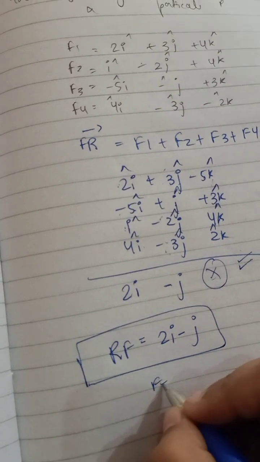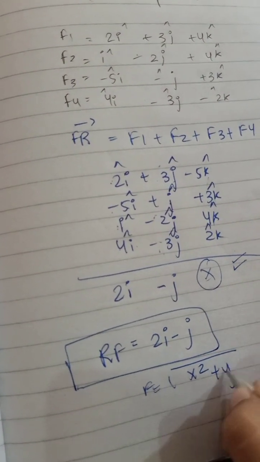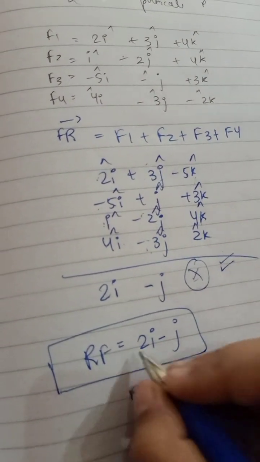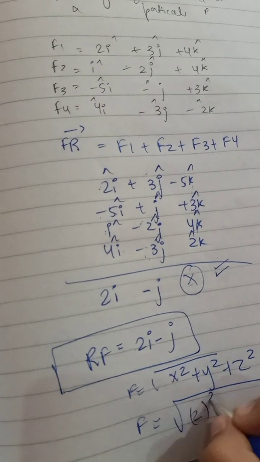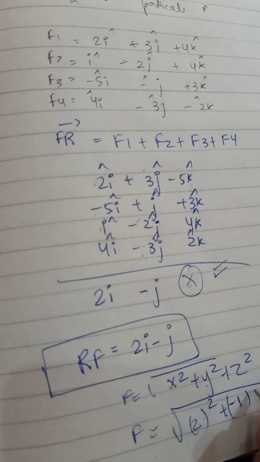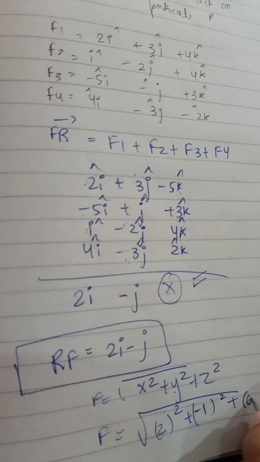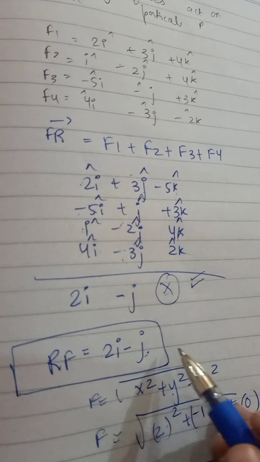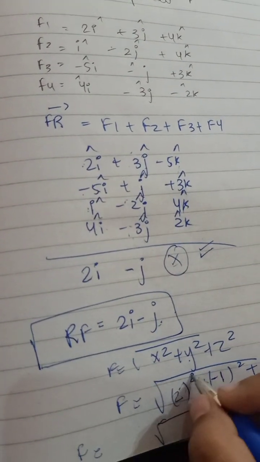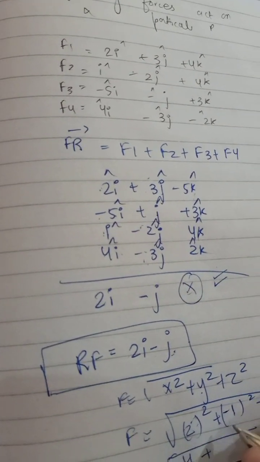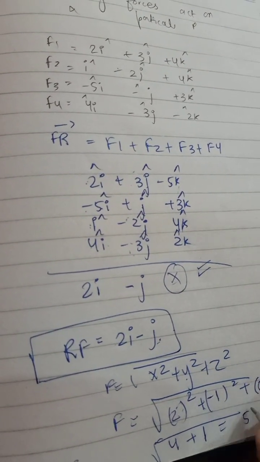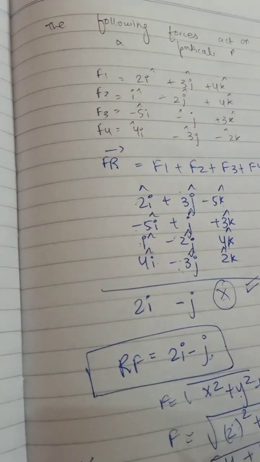For magnitude we have a formula that is the square root of x square plus y square plus z square. So we have x square as 2 square plus y is equal to 1 square plus 1 square, plus we have nothing at the z place, so we can easily write 0. So here you can see that we have magnitude that is 4 plus 1, that is 5. So we have magnitude 5.